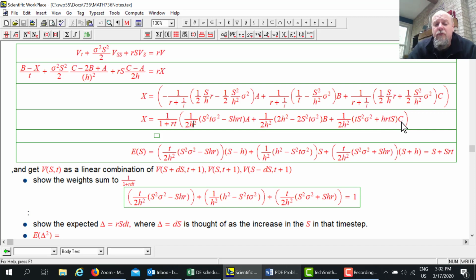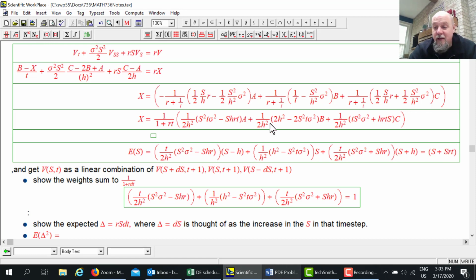So I'm looking for the expected value of the stock. If the stock goes up, then it goes to S plus H. If it stays the same, then it's S. If it drops down, it drops down to S minus H, because that's how we're chopping up the stocks. So if I get the expected value of the stock, then this simplifies to S plus S times RT, or let's clean that up a little bit. Let's factor out that S.